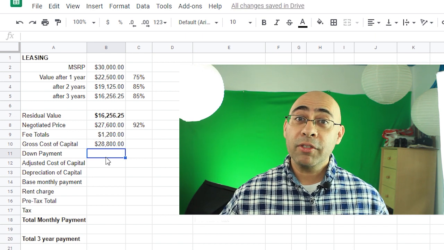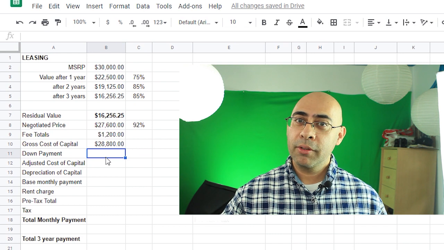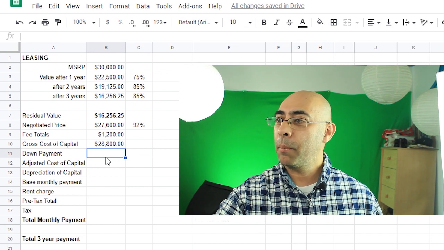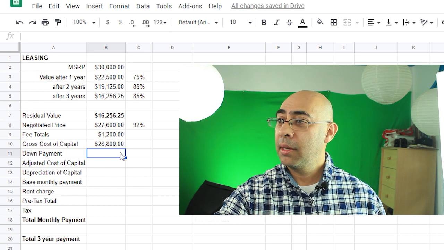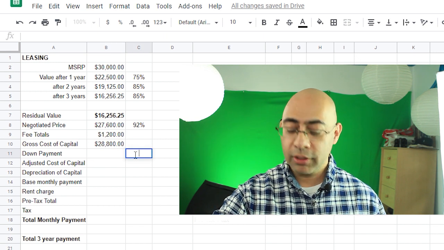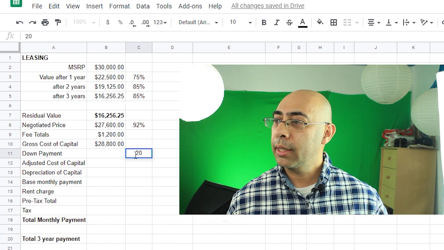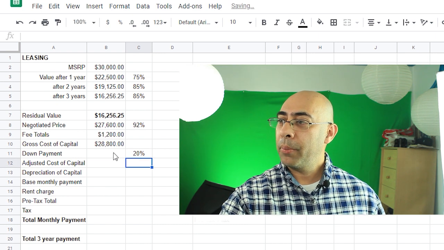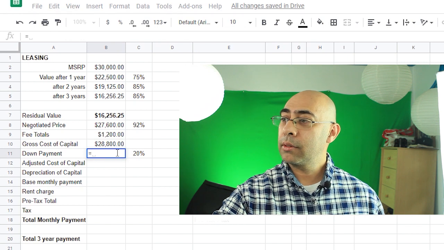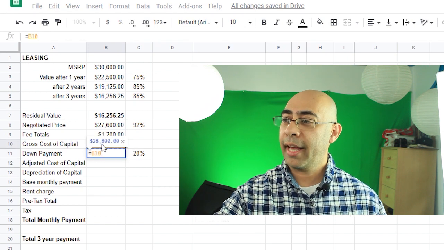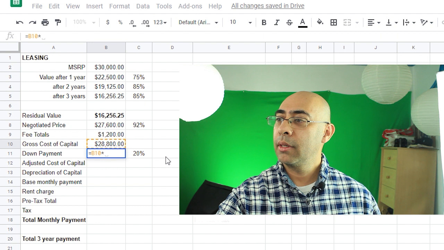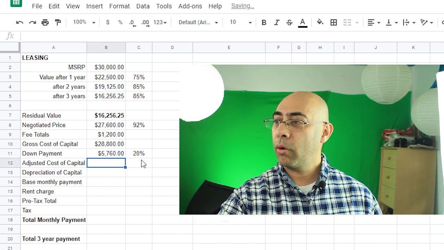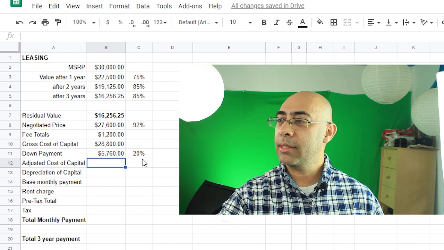Now you might have some money up front. So we'll put a down payment, and let's just say you're putting down 20% for a down payment. You could put down more or less, but I'm sure they're going to want you to do less. But let's just say you're doing 20%. And so the down payment of that is just equals the gross cost of capital times, right, tap right on there, 20%, which is you're paying up front $5,760.